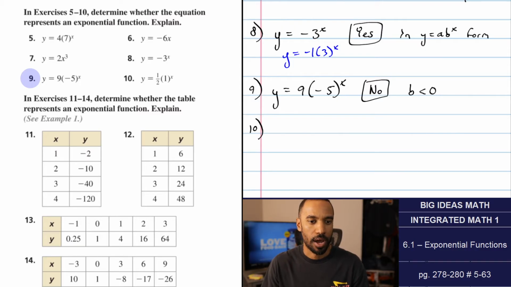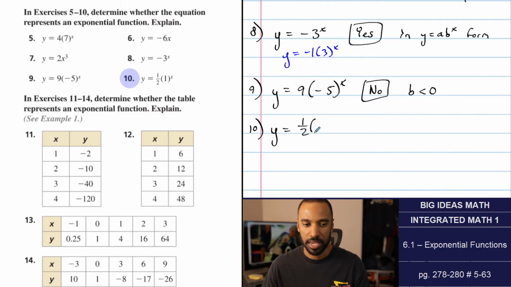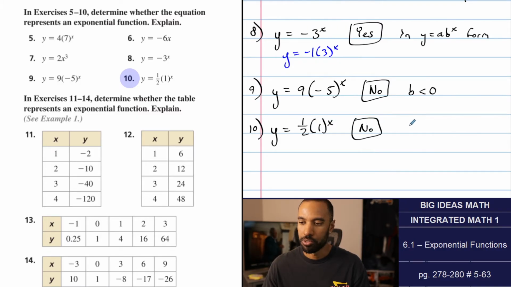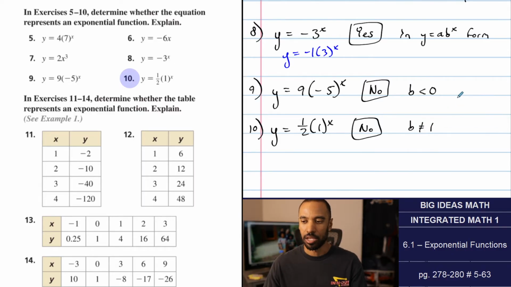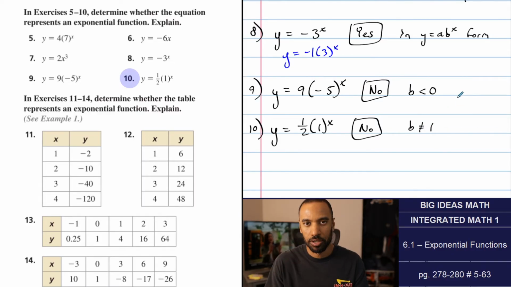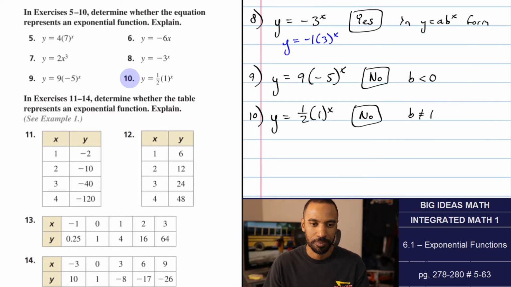Number 10, y equals 1/2 times 1 to the x power. Once again, b is 1. Just because it's in ab to the x form is no good here, because b cannot equal 1. To be exponential, it needs to have exponential growth or decay, right? It needs to have that pattern. Multiplying something by 1 over and over doesn't change it.